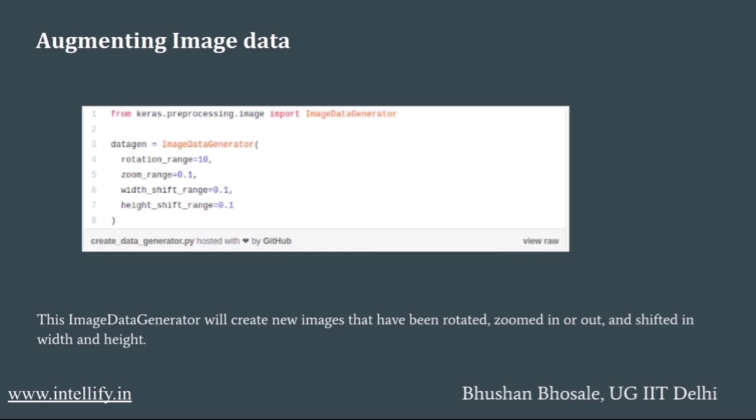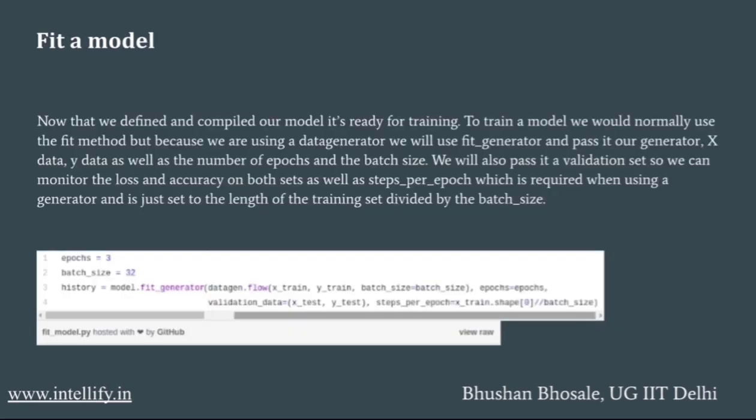There are many more methods that we can use with ImageDataGenerator. This ImageDataGenerator will create new images that have been rotated, zoomed in or out, and shifted in width and height. We have passed everything into the constructor itself. We can also create an object and then pass it like we do in the Sequential API, but this is also a correct method. Okay, now let's see how to fit a model.